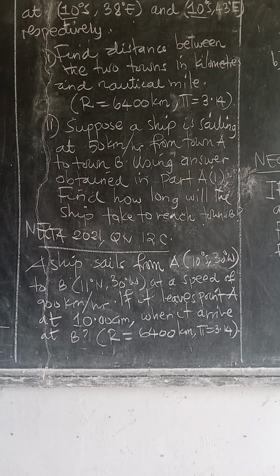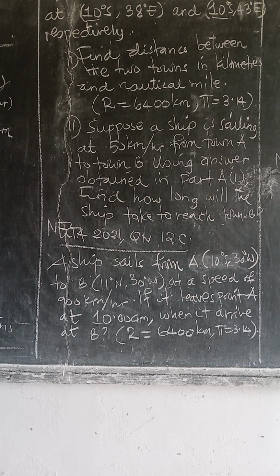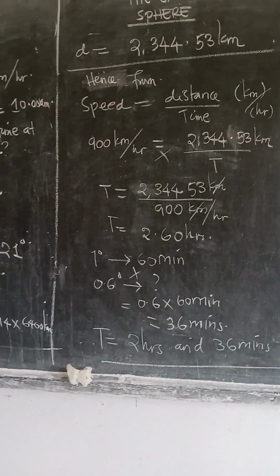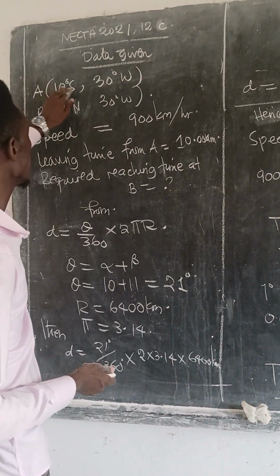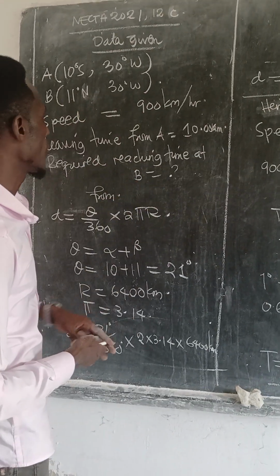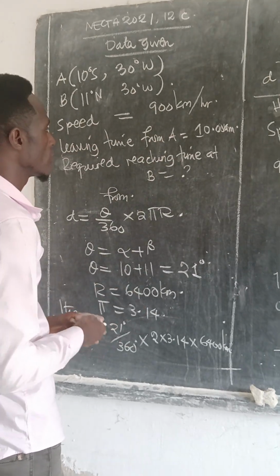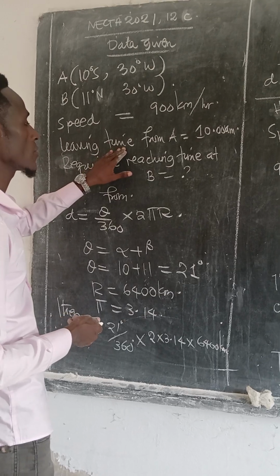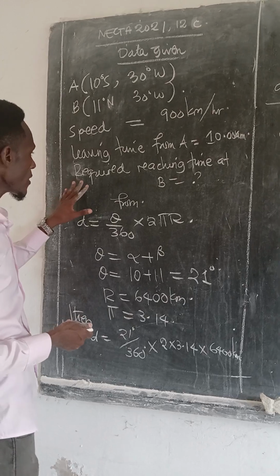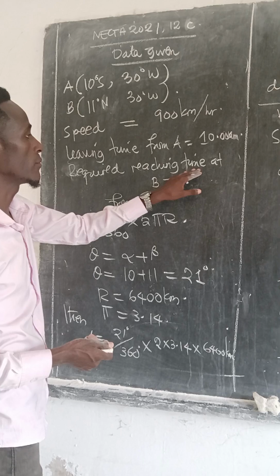So at what time is it going to reach point B? This is a very simple question on the sphere. From the question we have the data for point A and point B, and we have been given the speed. The leaving time from point A was 10 o'clock AM, and we are required to find the reaching time at point B.